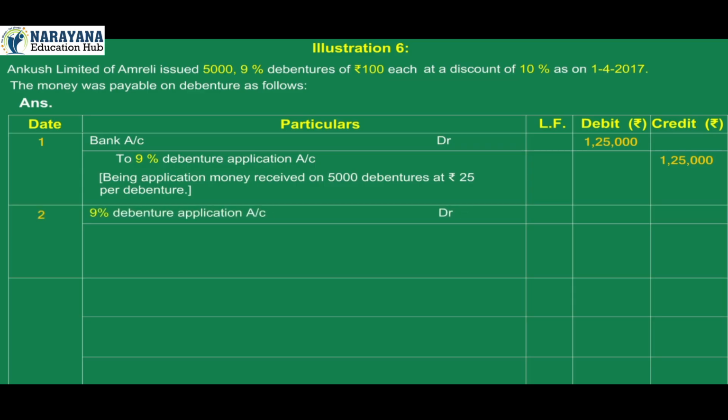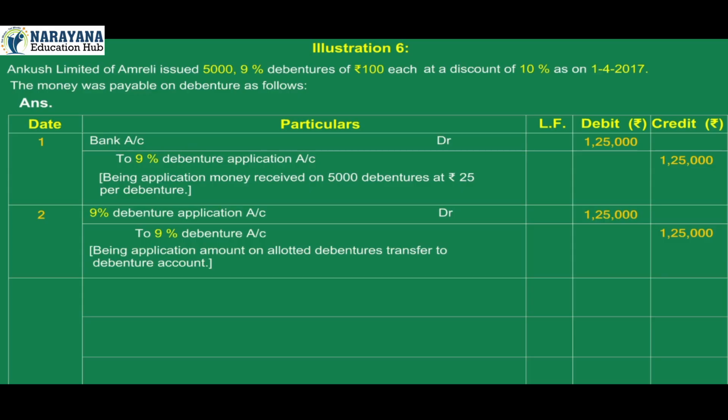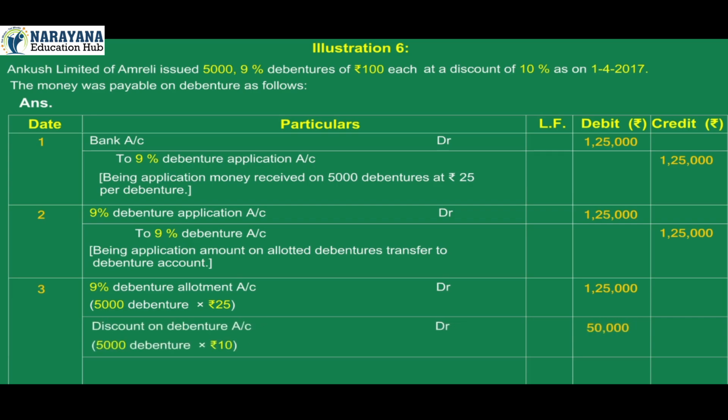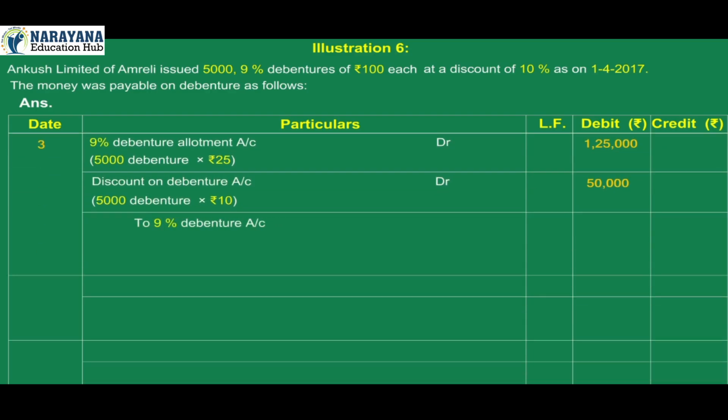2. 9% debenture application account debit 1,25,000 to 9% debenture account credit 1,25,000. Being application amount on allotted debentures transferred to debenture account. 3. 9% debenture allotment account debit 1,25,000, 5,000 debentures into Rs 25. Discount on debenture account debit 50,000, 5,000 debentures into Rs 10. To 9% debenture account credit 1,75,000, 5,000 debentures into Rs 35. Being amount due on allotment after discount of Rs 10 per debenture.